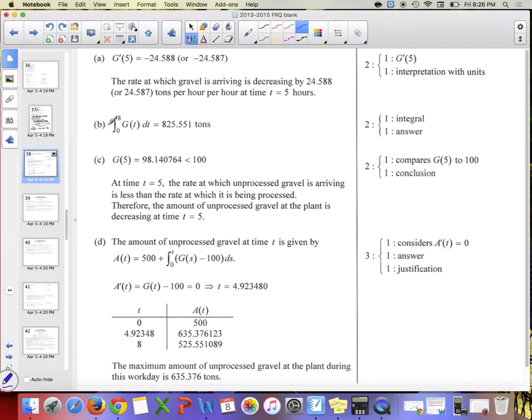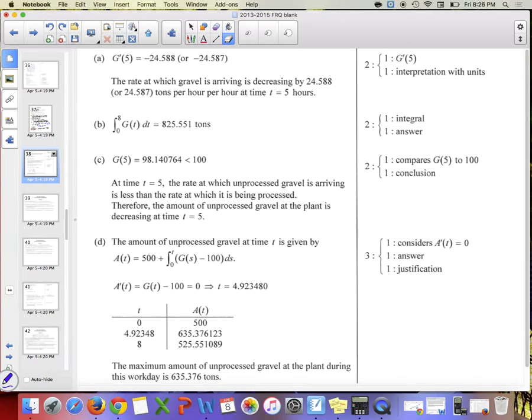A lot of times I've told you guys that when graders look at an exam that's a 5, there's hardly anything written because they know exactly what they need to write. So it's the integral from 0 to 8 of g of t dt, so you get a point for that setup. You get a point for your answer. Part C, we get 1 point for comparing g of 5 to 100, so noticing that it's less than 100, and 1 point for your conclusion. Part D, you get 1 point for a prime of t is equal to 0, 1 point for your answer, and 1 point for justification.